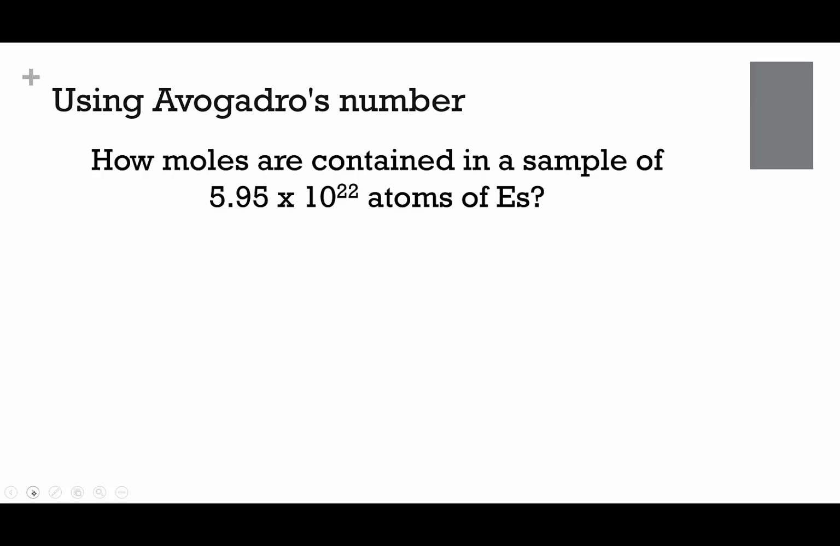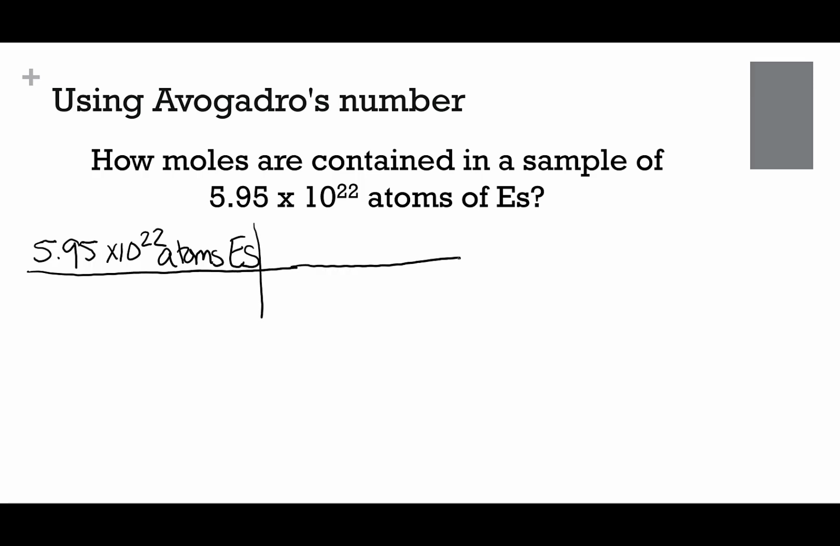So what's the first thing that we're going to do for every unit conversion problem that ever exists? We're going to write down the information that's given. So I'm going to write down the 5.95 times 10 to the 22nd atoms of Einsteinium. Okay. Next, I'm going to write atoms of Einsteinium on the bottom. So with little to no thought, that's going to be the unit that I get rid of.